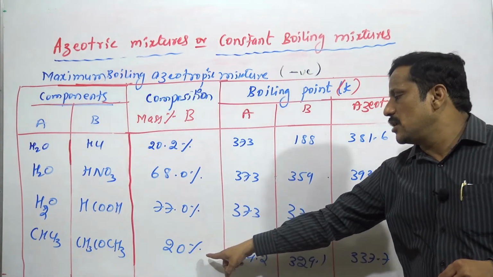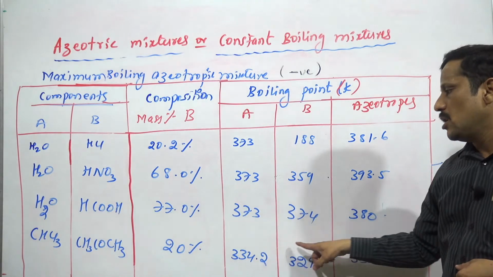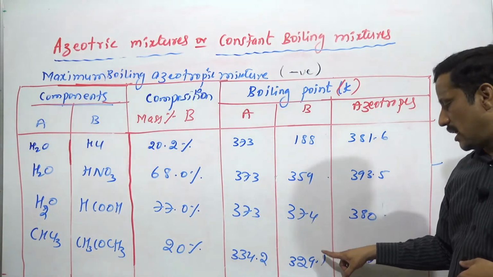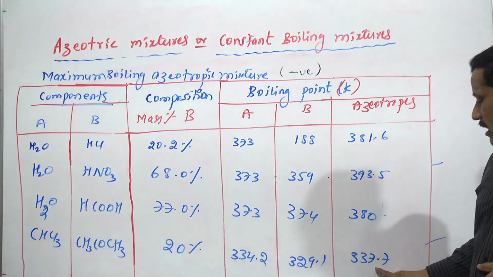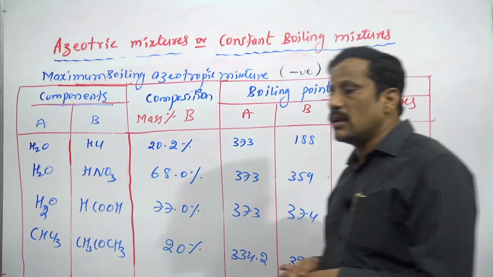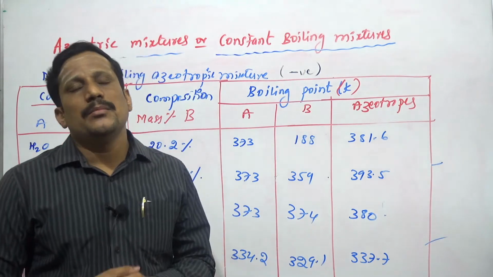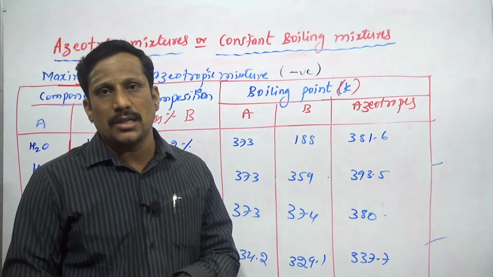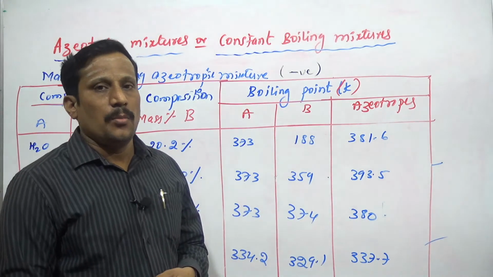Again, chloroform and acetone example. Acetone composition is 20%. The boiling point of chloroform is 334.2. Boiling point of acetone is 329.1 Kelvin. But they boil at 337.7 Kelvin. So these are the examples for maximum boiling azeotropic mixtures. Okay, they boil at a higher temperature than the components, right?